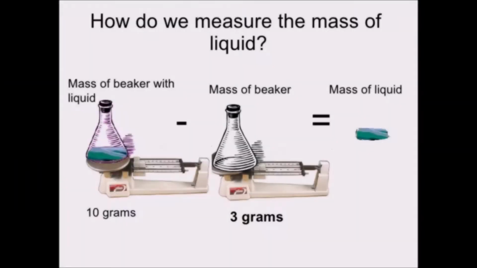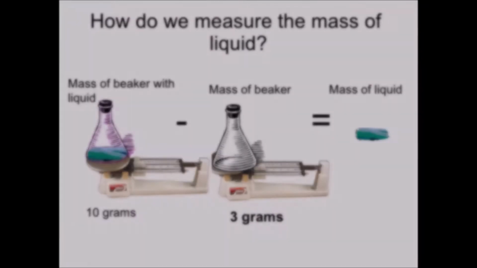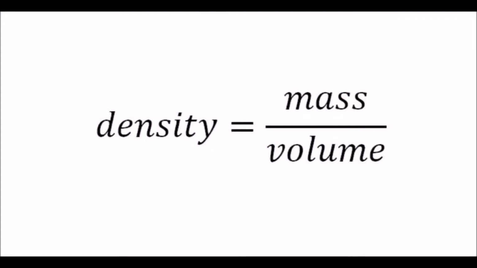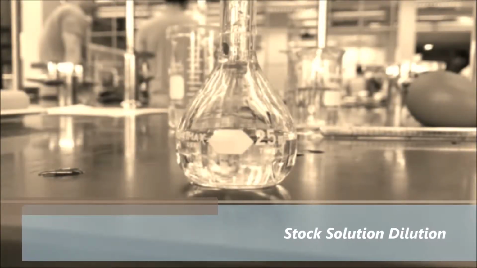We then subtracted the mass of the beaker from the mass of the beaker with water to get the mass of water. With the values of mass and volume of water we found, we used the density equation, D equals M over V, to calculate the density. Completing the first part of our lab, we then moved on to stock solution dilution.